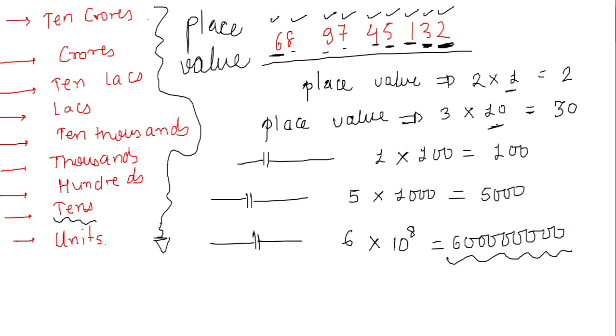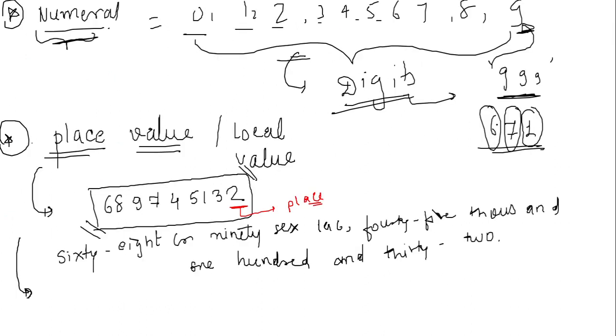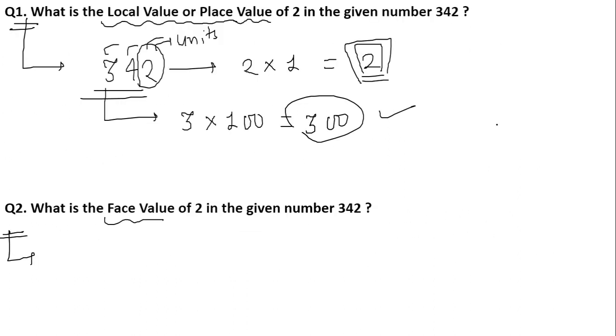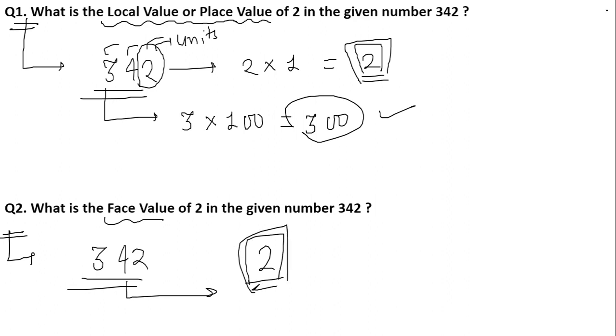So these were some important facts about the number. Next important thing, but before that we'll answer this question. Now we know in the given number 342, what is the face value for digit 2? It is 2. Got it? So this was the difference between the face value and the place value.